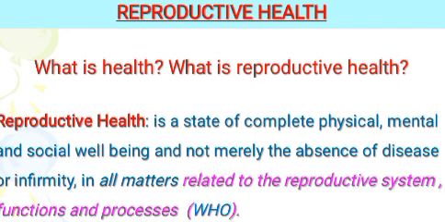Reproductive health. What is health? What is reproductive health? Reproductive health is a state of complete physical, mental, and social well-being, and not merely the absence of disease or infirmity in all matters related to the reproductive system, functions, and processes. WHO definition.